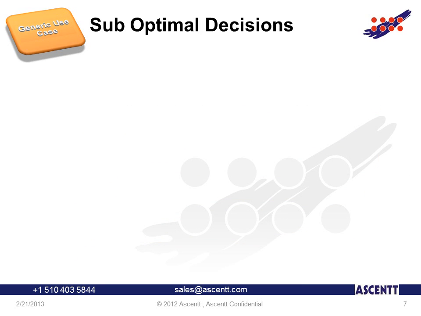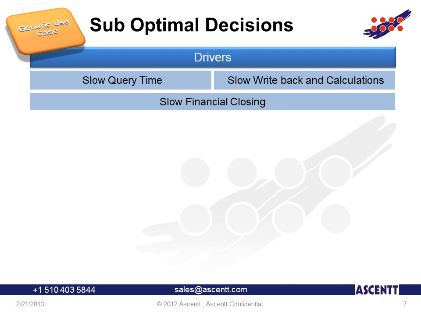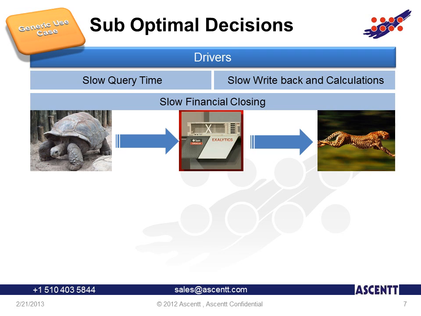So continuing with suboptimal decisions, let's take a look at the drivers that are causing suboptimal decisions. Slow query time, slow write-back and calculations, slow financial closing. With Exalytics, you can truly speed up these processes. Again, 16 times faster with business intelligence, 5 times faster write-back and calculations with Hyperion. Endeca, more data, more users.